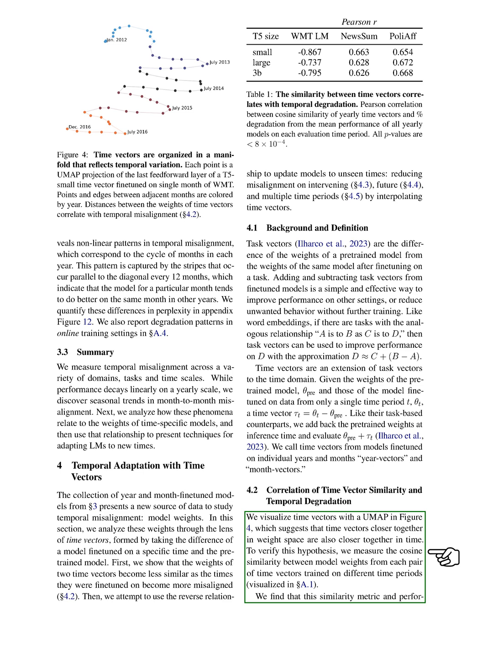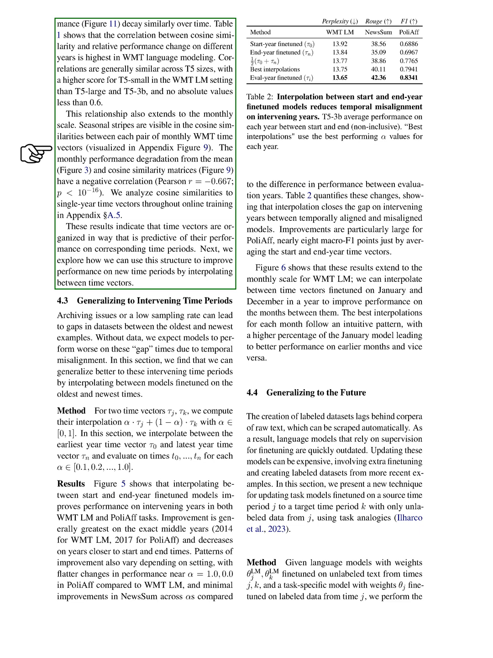We visualized time vectors and found that time vectors closer together in weight space are also closer together in time. We measured the cosine similarity between model weights from each pair of time vectors trained on different time periods. We found that this similarity metric and performance decay similarly over time. The correlation between cosine similarity and relative performance change on different years was highest in WMT language modeling. This relationship also extends to the monthly scale.